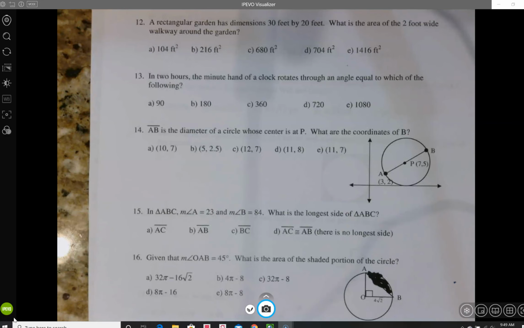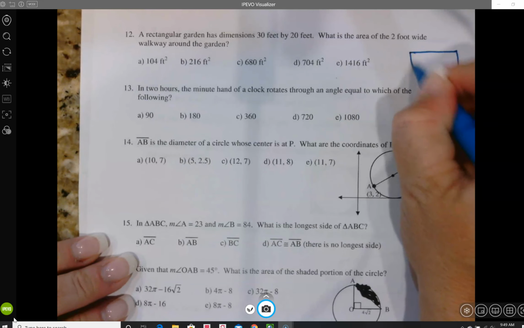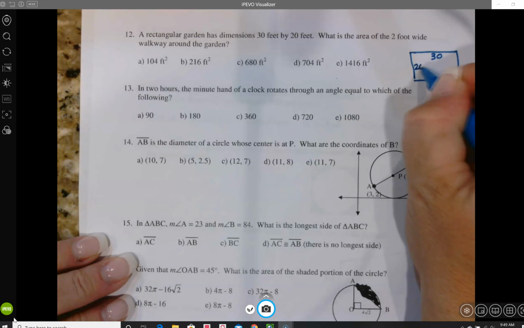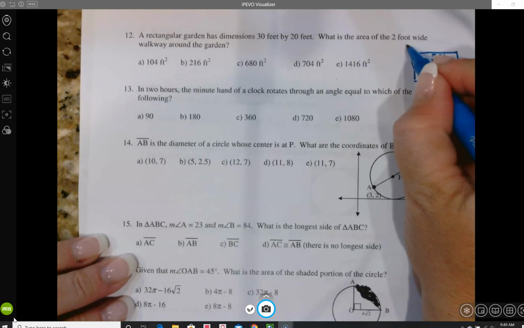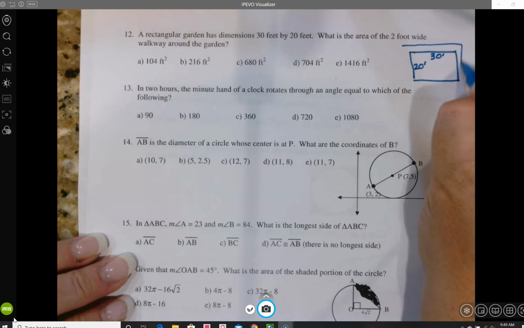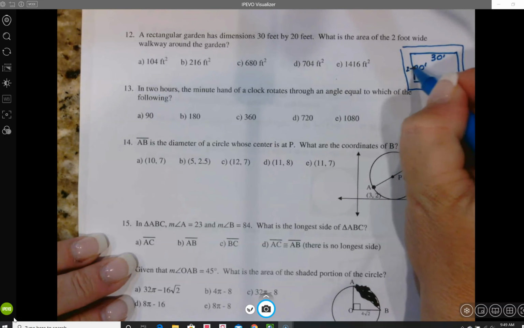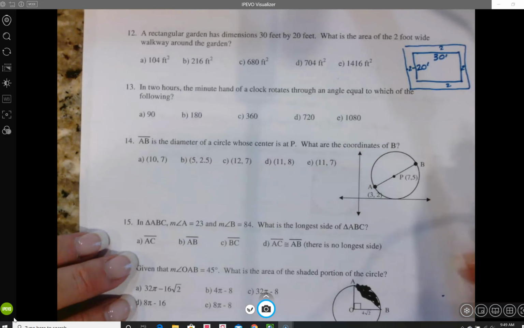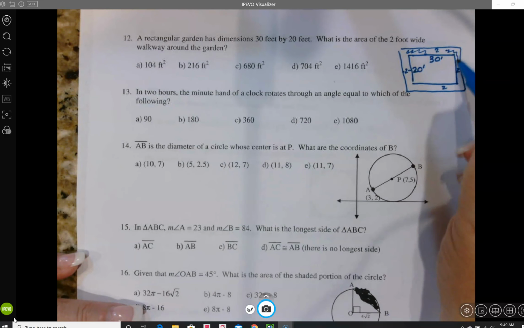So number 12, a rectangular garden has dimensions of 30 by 20. If they give me a word description of a drawing, I'm always going to start by making the drawing. So there's my rectangle with 30 feet by 20 feet. And then they're saying that there's a 2-foot wide walkway all the way around the garden. So basically, you've got an extra 2, 2, 2, and 2.